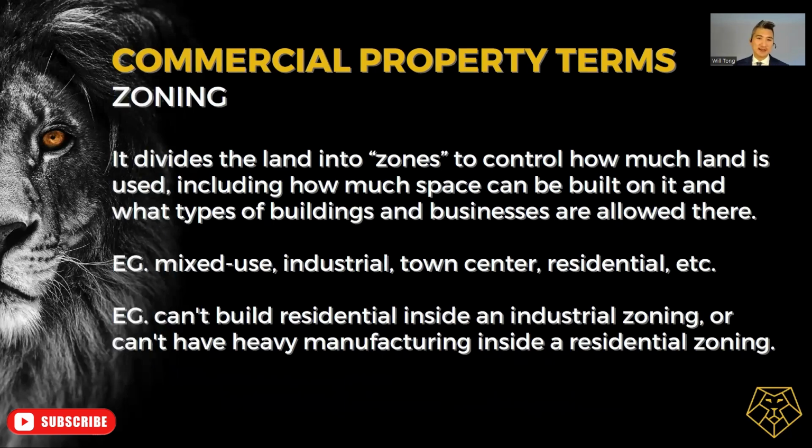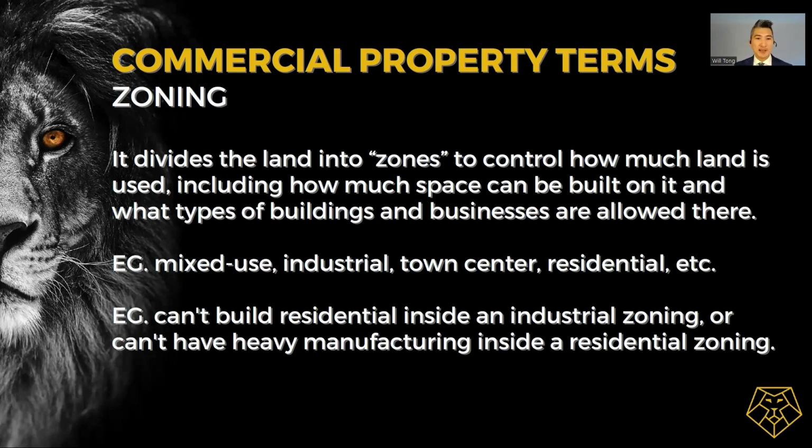Zoning. What zoning means is that lands are subdivided into zones in order to control how much land is used, including how much space can be built on it, what type of buildings can be built on it, and what type of businesses are allowed there. Some of the most common zonings include mixed-use, industrial, residential, town centers, etc. Basically, zoning means what is allowed to be built on the land and what type of business is allowed to operate from this property.